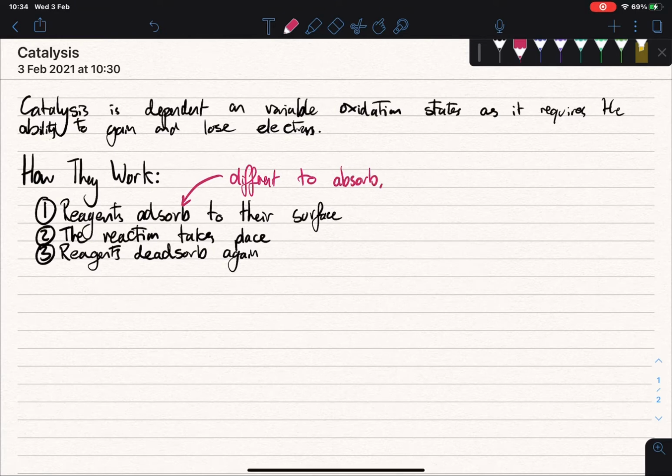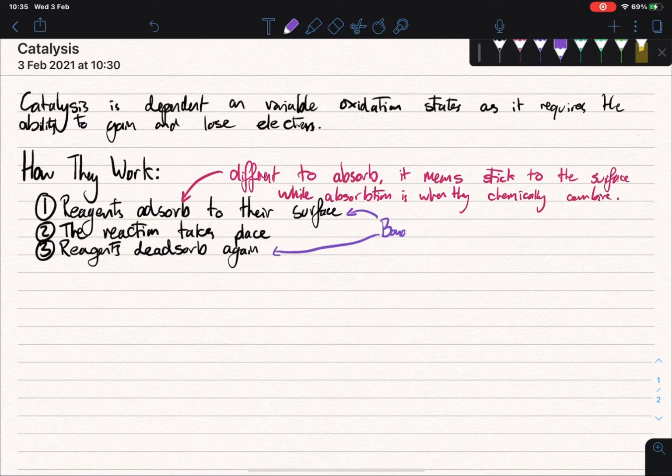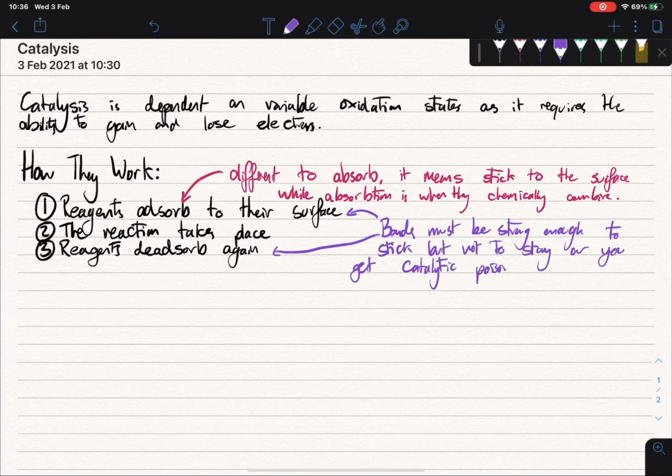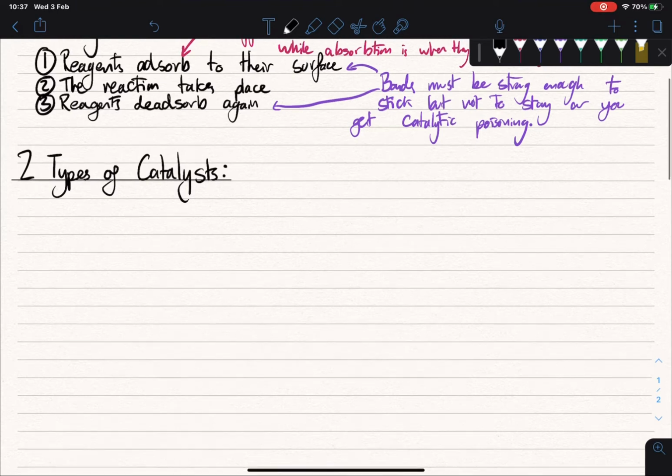It's very important that you understand the difference between absorb and adsorb. It's quite similar spelling and pronunciation, so it can be a bit confusing. The effectiveness of a catalyst is dependent on how strong the bonds are between the catalyst and the reagents and the products, because if the bonds aren't strong enough, then the reagents won't adsorb to the surface of the catalyst, and if they're too strong, then they stay there, and this causes catalytic poisoning, where the reagents never fall off. The products never desorb from the catalyst.